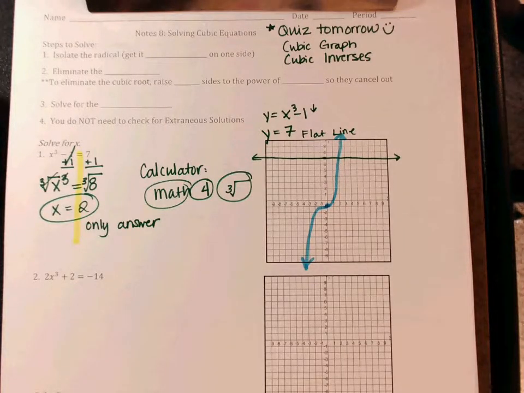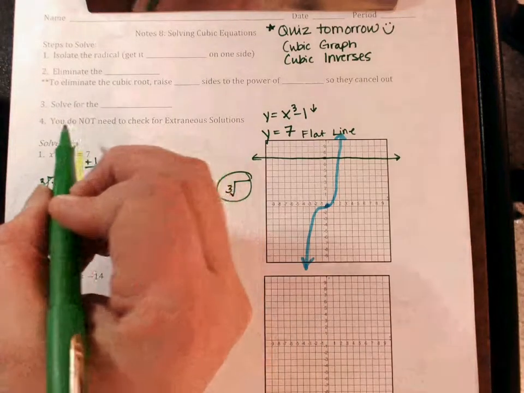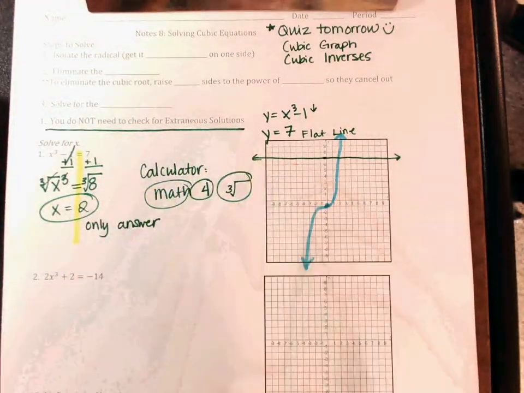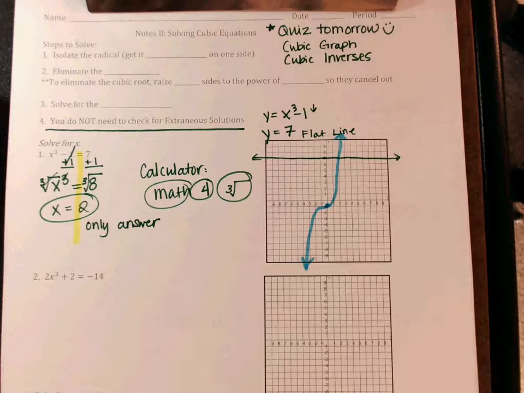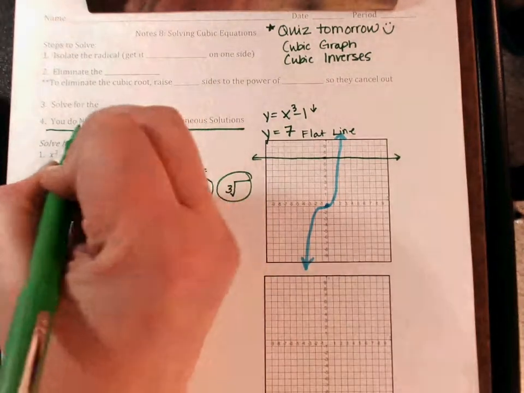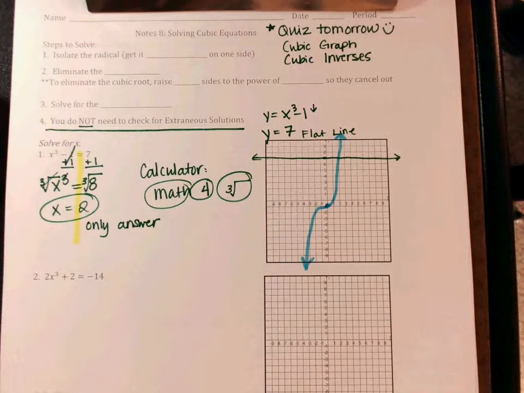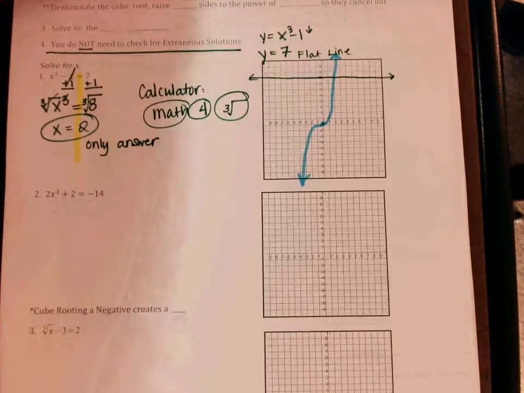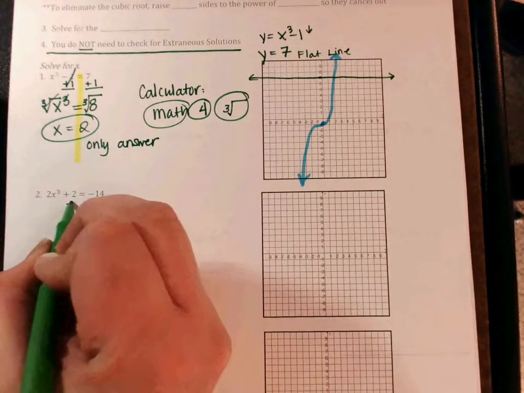Now, she brought up a good question about checking. Look at step 4. We haven't filled them in yet. But because you don't ever get 2 answers, you don't have to check to see if they're extraneous with cubic roots. We're demonstrating it just to show that the graph only crosses once. You do not have to check, and you do not have to graph on your homework. Okay, so let's go down to number 2. I'm going to minus the 2 across.